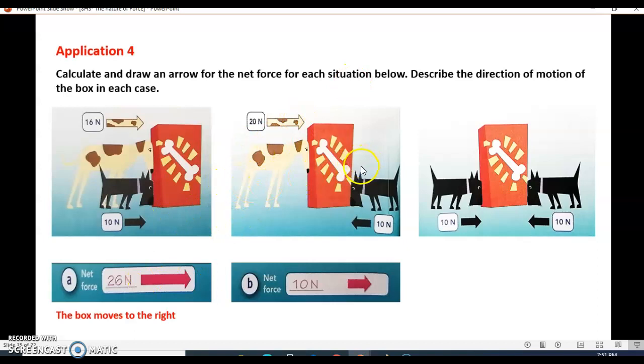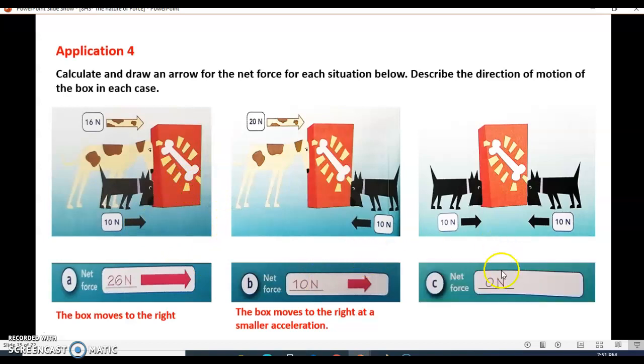And in the other one here we have opposite forces, 20 and 10. So 20 minus 10 is 10 Newton, and it will move in the direction of the greater force. The box moves to the right at a smaller acceleration, okay, because now the net force is less than the net force before. So though the net force in case A and B have the same direction to the right, because in A the magnitude of the net force, 26 Newton, is greater than 10 Newton, in A the object will move at a greater acceleration.